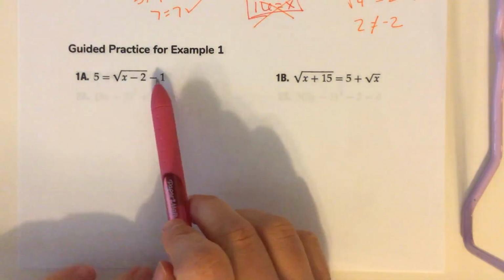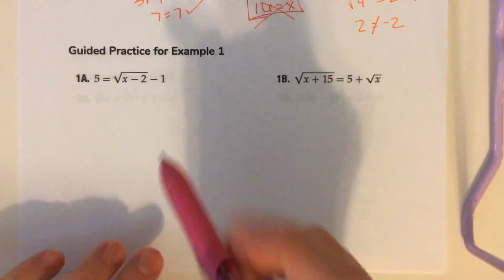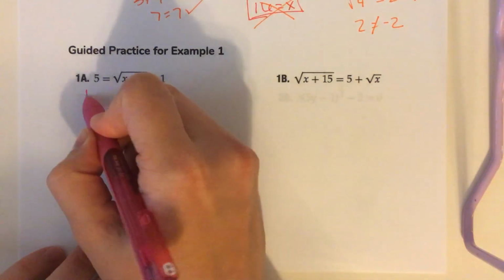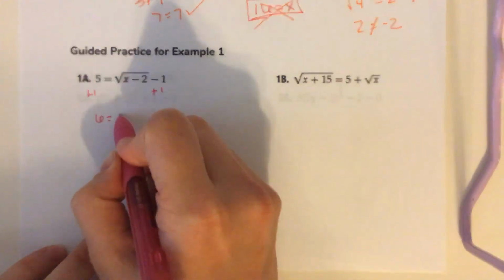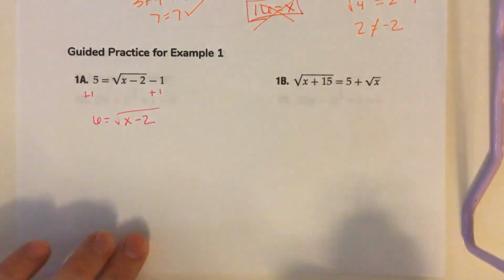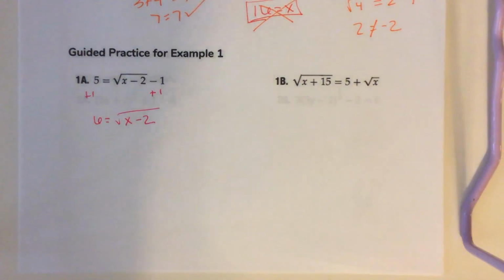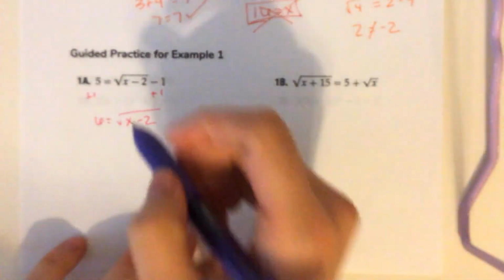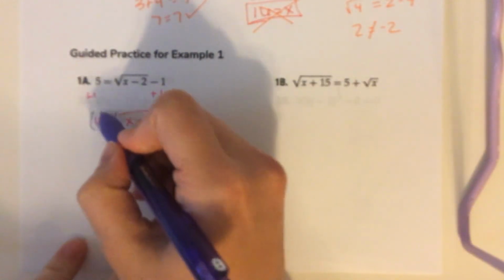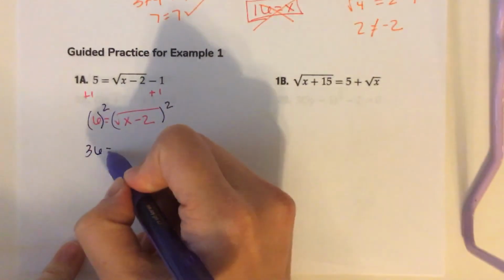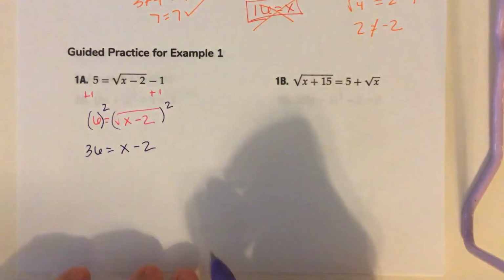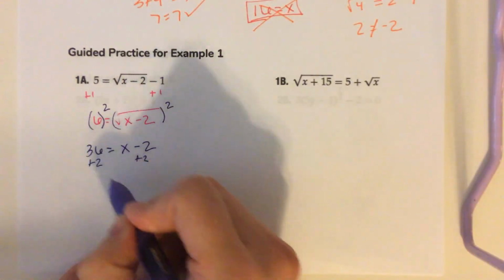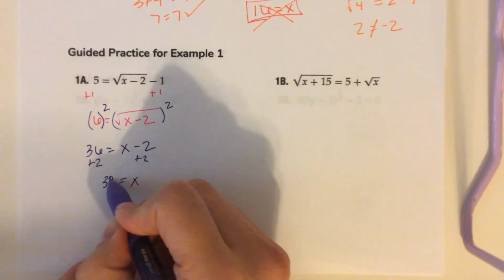All right, so the first thing I want to do is get this radical part isolated. So I'm going to add the 1 to get 6 equals the square root of x minus 2. Now that it's isolated, I can go ahead and try to get rid of that radical sign. So I'm going to square both sides to get that 36 equals x minus 2. Then I'm going to add 2 to get that x equals 38.